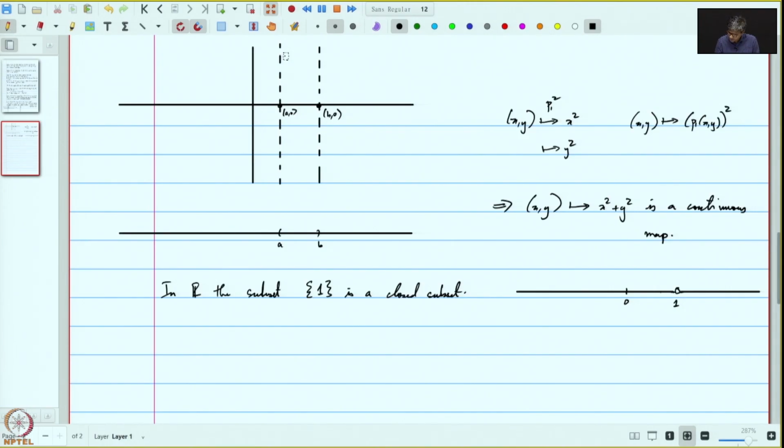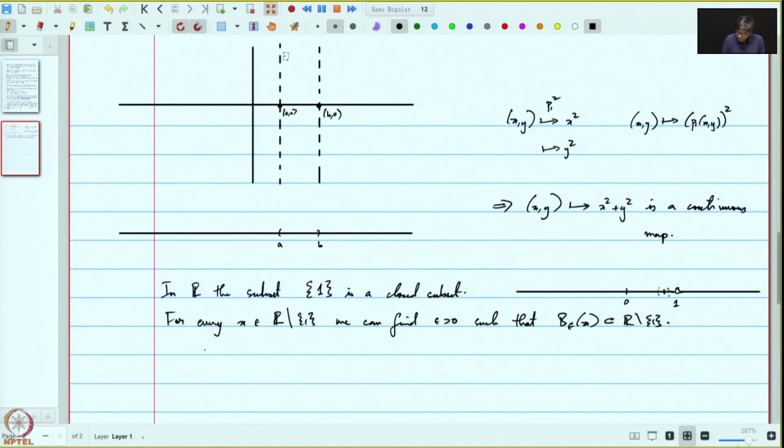So if I take any x over here, then I can always find a small epsilon such that the epsilon neighborhood around x is going to be contained in R minus 1. So in other words, for every x in R minus 1, we can find epsilon positive such that this epsilon neighborhood around x is contained in R minus 1. Therefore, R minus 1 is open, which implies the subset which contains only 1 is closed.